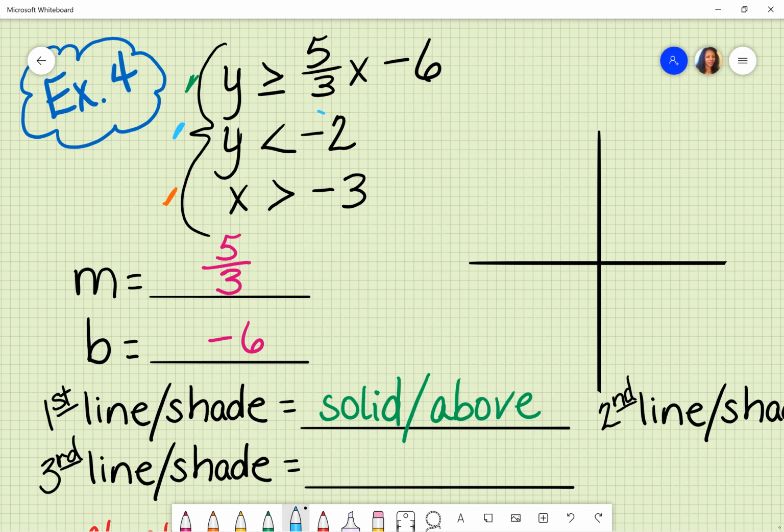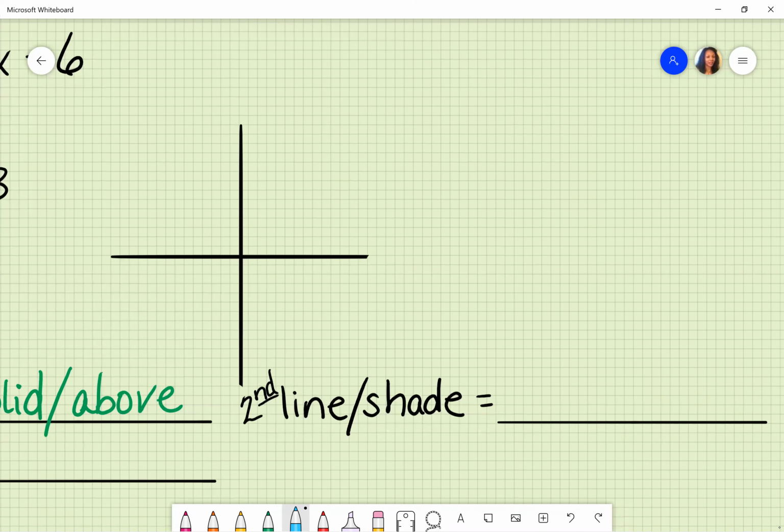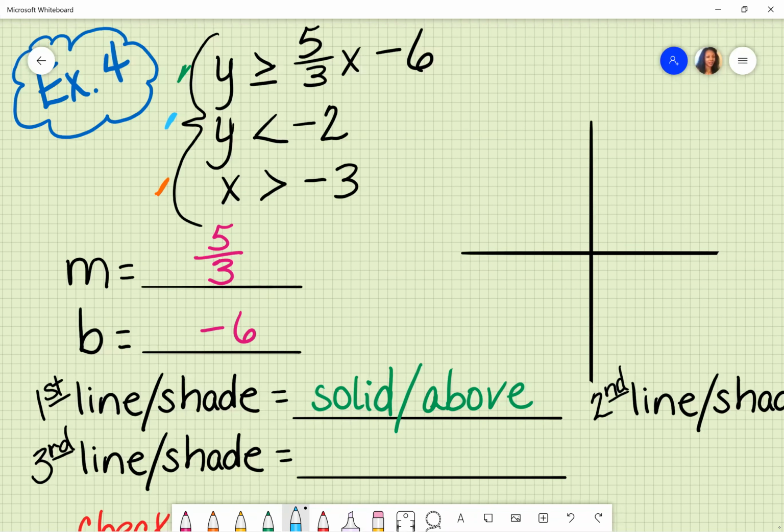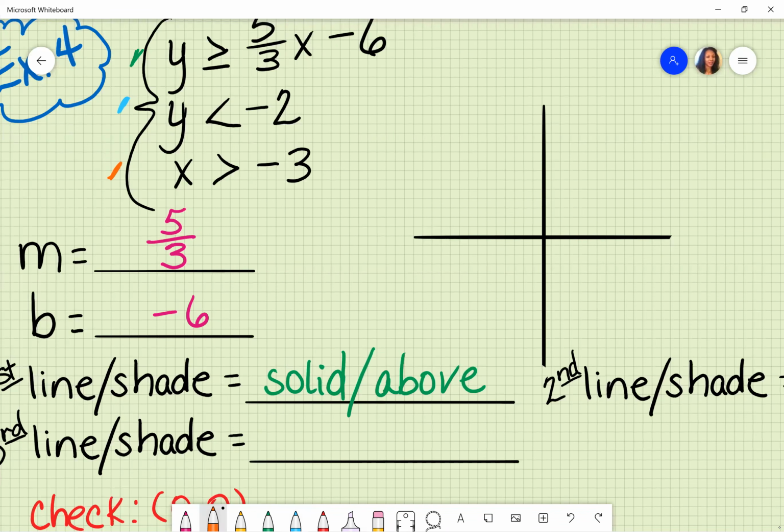My second one is showing me that it's less than. So if it's less than only, that means it's dashed and it's below. And then the third one, I have an X here. So that's either going to be left or right. And it's greater than, so therefore it's going to be dashed. And so X values are all bigger than, so that means it's going to the right.